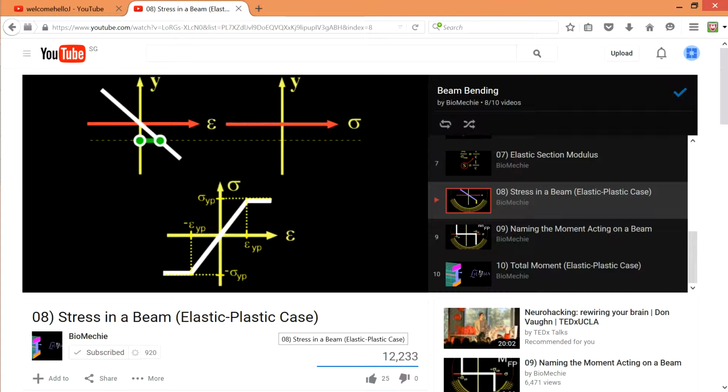The fiber shown in green is in its elastic range. The stress at this strain value can be read off the stress-strain graph. For another point further from the neutral axis, the strain is above the yield strain, epsilon yp, and the stress is sigma yp. By repeating this process, the stress at all points across the depth of the beam can be found.